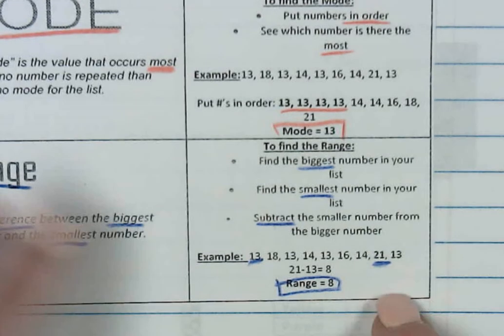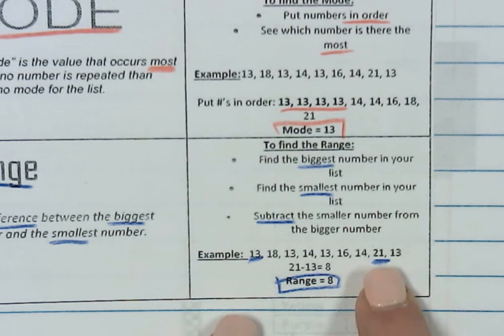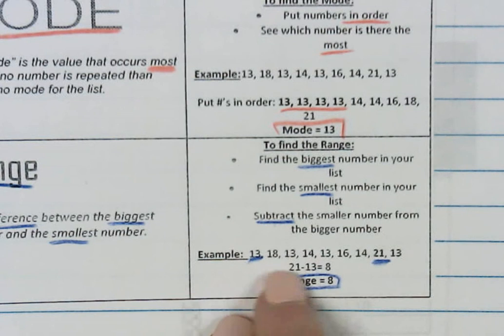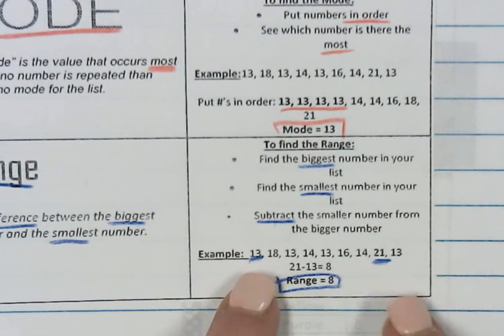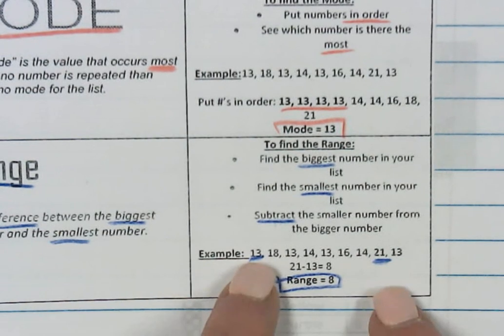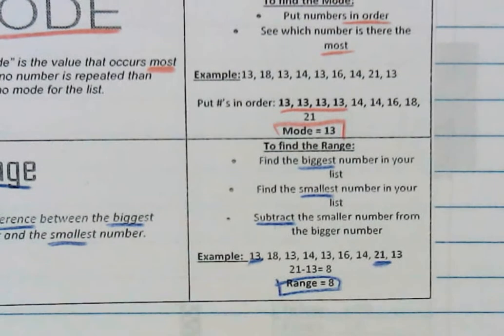So here's our example. Here's our number set. They're not in order. If they were already in order, then it'd be easy to see your biggest and your smallest. Looking through this number set, looks like 13 is my smallest number, 21 is my biggest number. So we're just going to subtract 21 minus 13, and that gives us 8. So our range is 8.